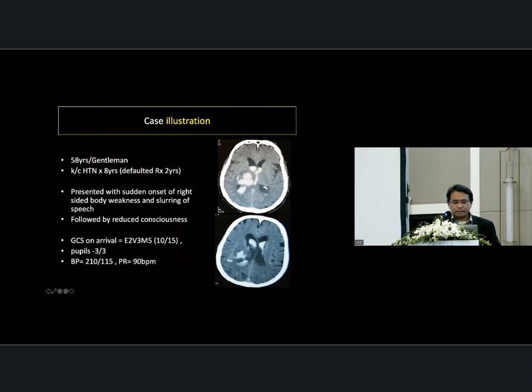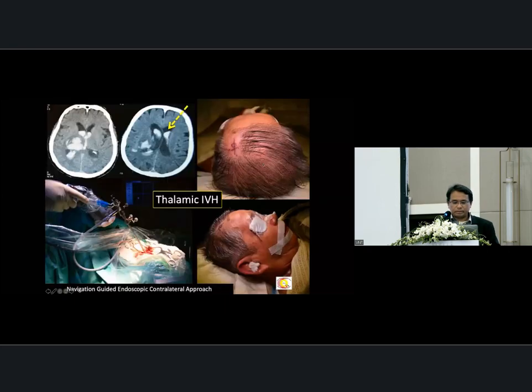So typically, usually we put an EVD. So in this particular case, we try endoscopic approach. So our target is actually try to clear the CSF, and then we try to remove the clot from the thalamic hemorrhage using contralateral approach. So this is where I use an endoscope mounted with navigation, so I can get my trajectory well.